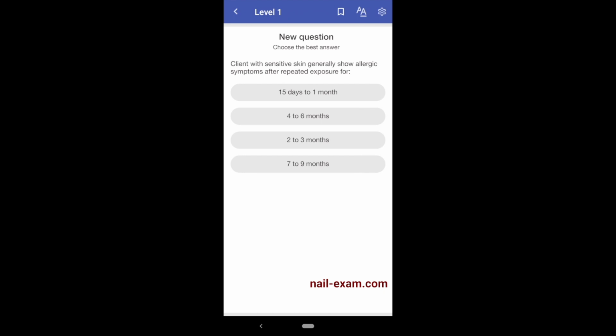Clients with sensitive skin generally show allergic symptoms after repeated exposure for. Answers: A. 15 days to 1 month. B. 4 to 6 months. C. 2 to 3 months. D. 7 to 9 months. The answer is B.